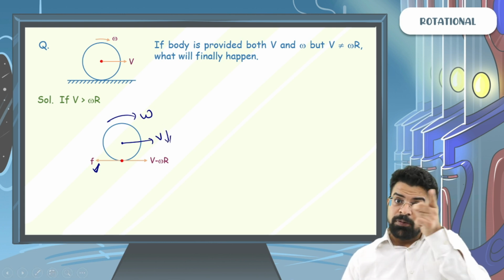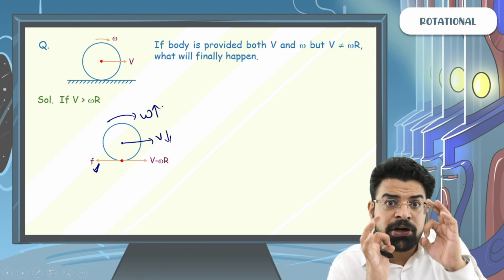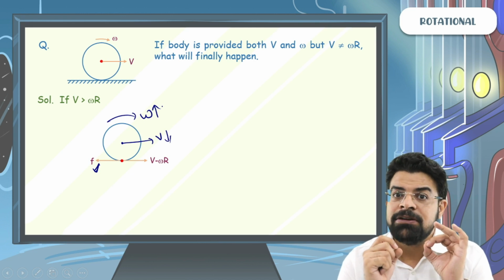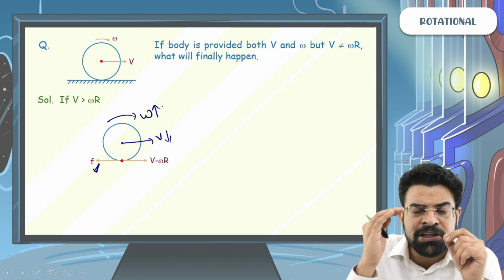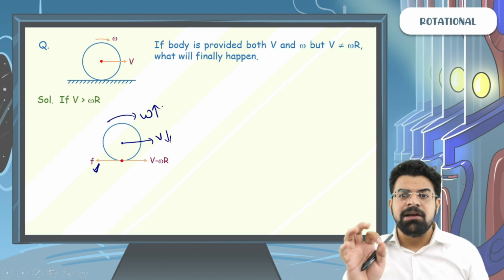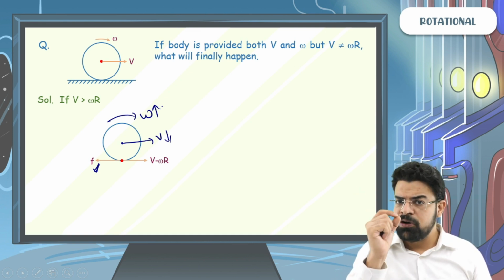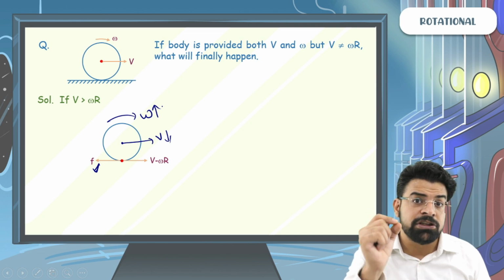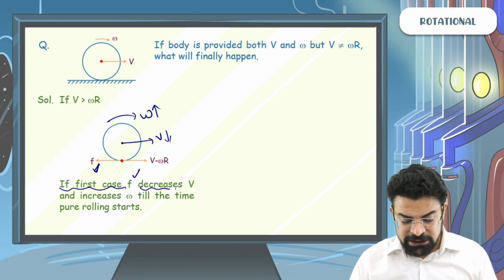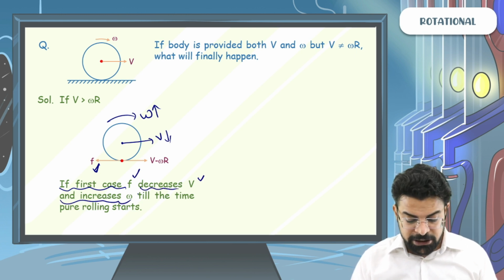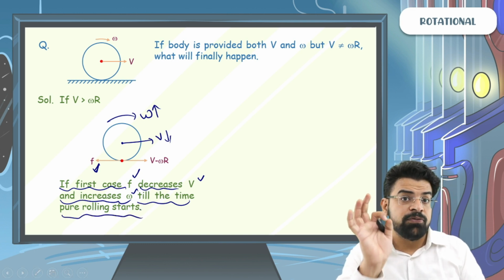And this friction force will provide a clockwise torque so as to increase the omega. As at this particular instant the velocity of the body is greater than the angular velocity into radius, and the friction is such that it is decreasing the velocity and increasing the omega. It will keep on acting till the time v becomes equal to omega r, and once v becomes equal to omega r, at the point of contact there is no relative motion and then the friction force ceases to act. So in the first case, f decreases the velocity and increases the omega till the time pure rolling starts, and once the pure rolling starts, the friction force ceases to act.